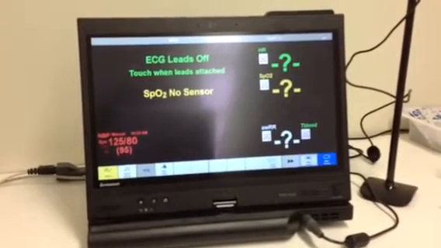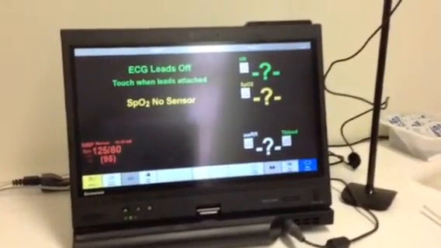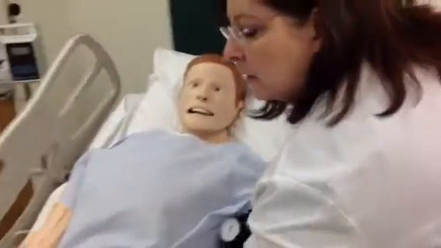Now some of the other information that you might want is temperature. So I did bring over our thermometer. This thermometer is for simulation.